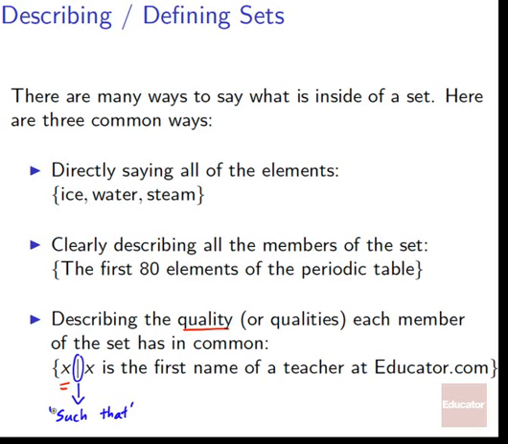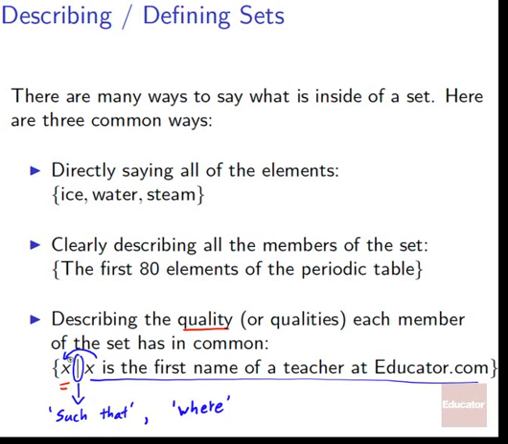So all the x such that x is the first name of a teacher at educator.com would be this set. Another way of reading that vertical bar is the word where. X, where x is the first name of a teacher at educator.com. Anything will do here, so long as it's getting across the idea that the second part is describing the quality required of the thing in the first part. So the second part describes what happens over here in the first part.